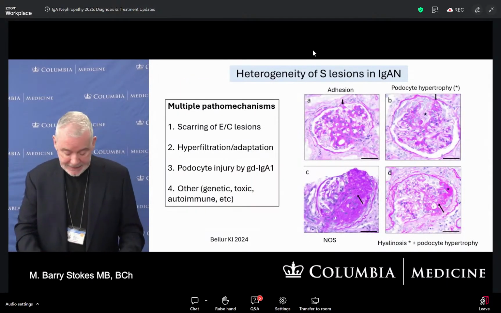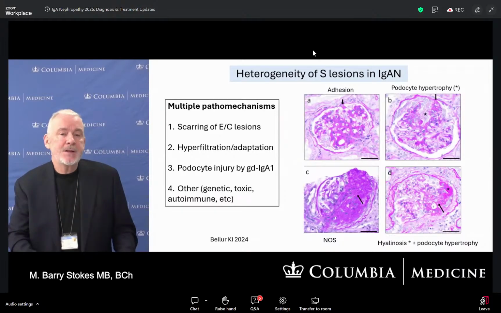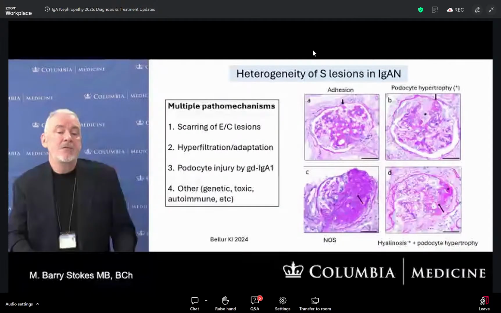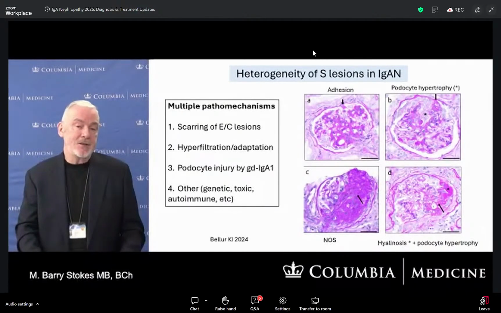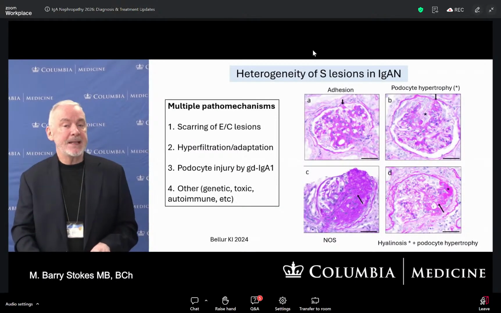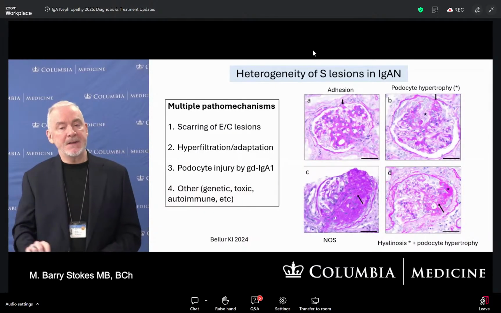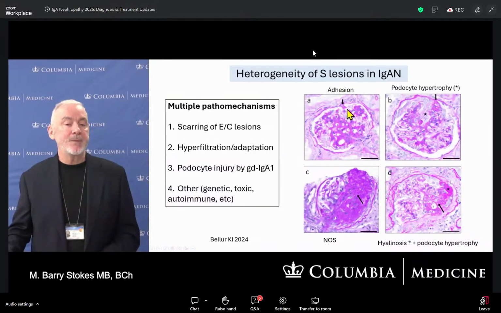Now, looking at these lesions, after they were first reported about 15 or 20 years ago, there's been renewed interest in some of these types of pathology lesions. So, for example, the S or segmental scar lesion has multiple different appearances. At the simplest level, we just see small adhesions here from the glomerular tuft to the Bowman's capsule.